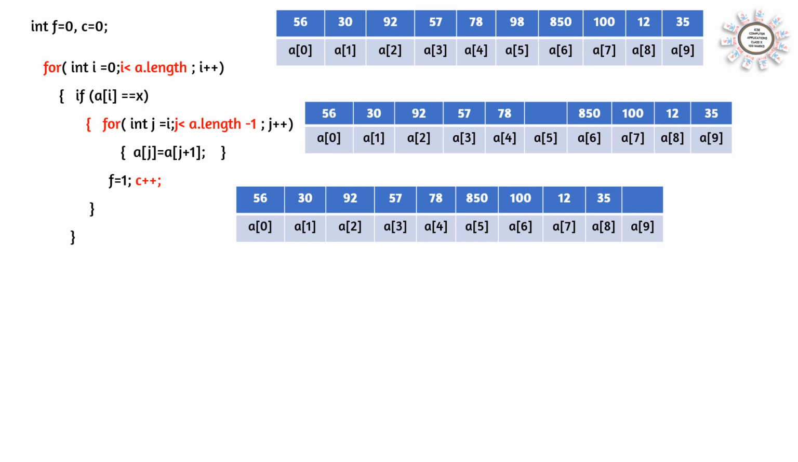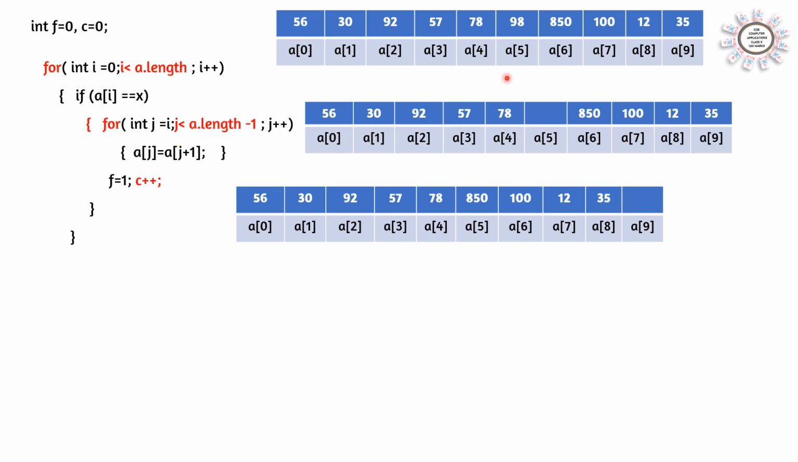Then here we are starting the loop: int i is equal to 0, i less than a dot length, i plus plus. One by one we are checking. If a of i is equal to x, that is a0, a1, a2, a3, if the number is coming, then we will start a second loop to shift the number one cell early. So here we are starting the second loop, int j is equal to i.